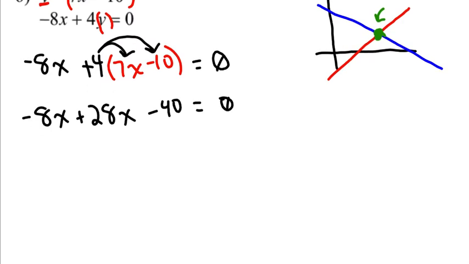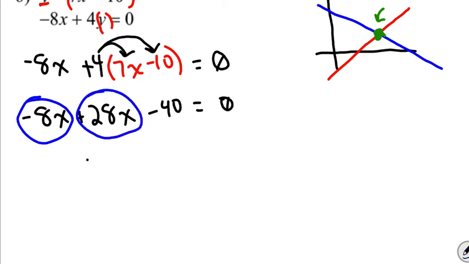Now we will combine our like terms. So I have a negative 8x and I have a plus 28x. When I add those together, I get 20x.